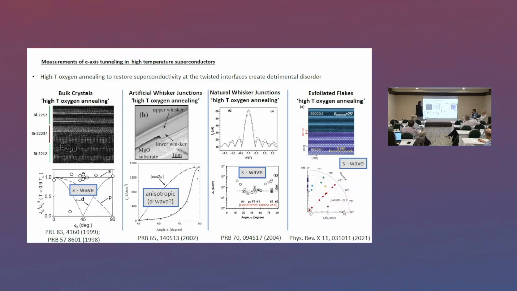So one of the things in common among all these experiments is that after they stack the bulk crystal or the thin flake on top of each other, they anneal the flake at very high temperature in order to restore superconductivity and the oxygen at the interface. This means they had to restore the superconductivity by reintroducing the oxygen, so they apply very, very high temperature.